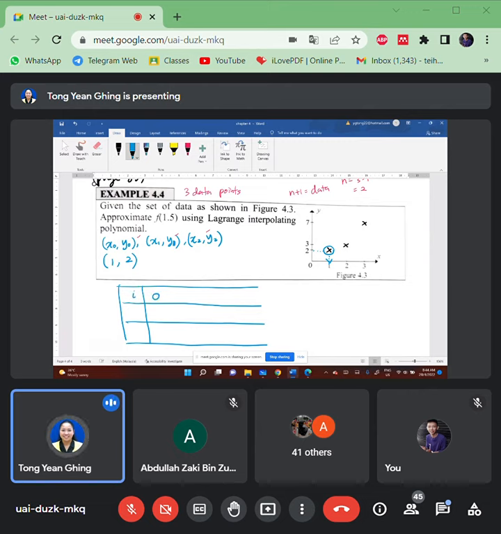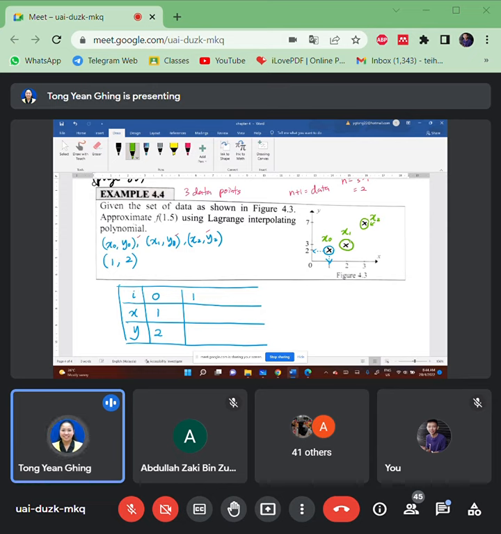I start with the not 0. X, then this one is y. Okay, so x naught is 1, y naught is 2. And then this one, x1. The second one, I assume this one is x1. This is x0, this is x2.